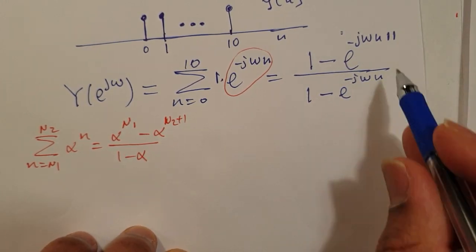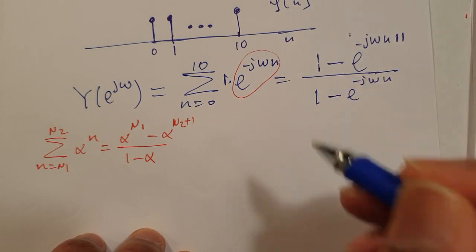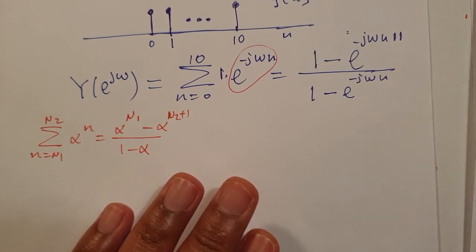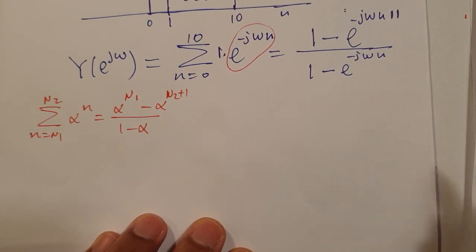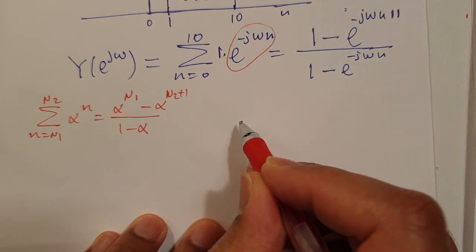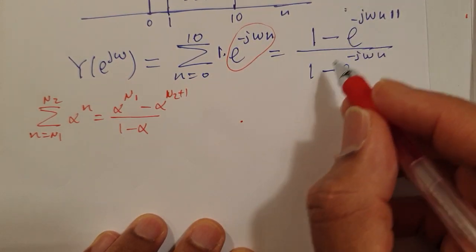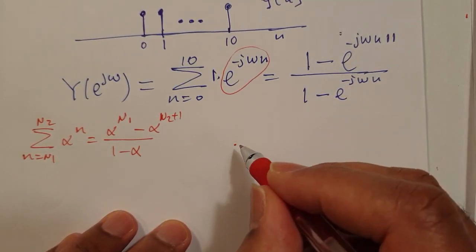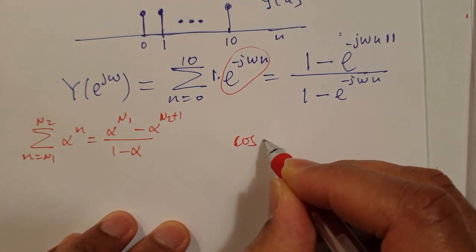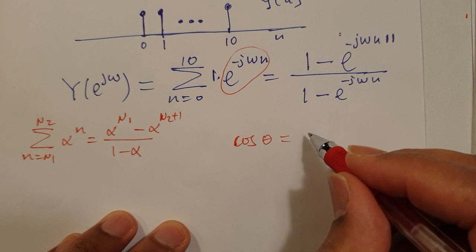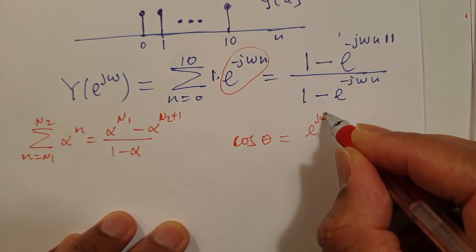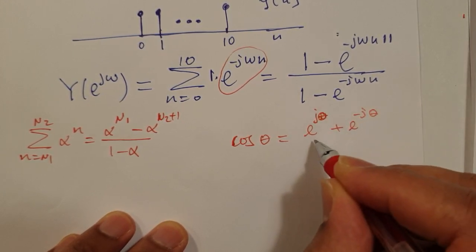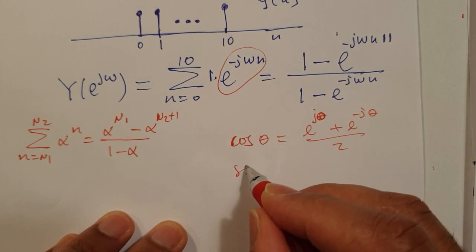Now it's interesting how we can simplify this. Well, let's do something very simple here, which is to see where this is located, because in order to simplify, for example, I would like to write it as a cosine or a sine, but I need to know these basic things. Cosine of theta is equal to e to the j theta plus e to the minus j theta, divided by 2. So this I need to know.